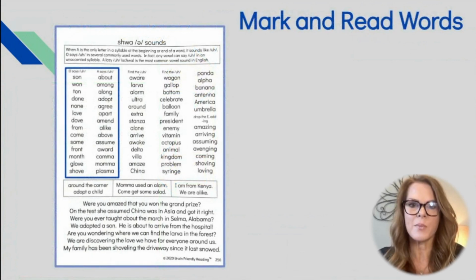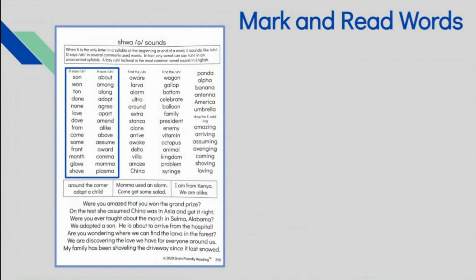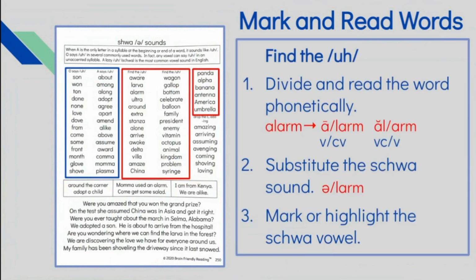Before we plan a sample lesson, let's first briefly go over how to mark and read the words on this page. For the columns that tell you O and A say in the blue section, the student can simply highlight the O or A, say the sound and read the word. For the columns that say find the schwa, start by having the student divide the word and read it phonetically.